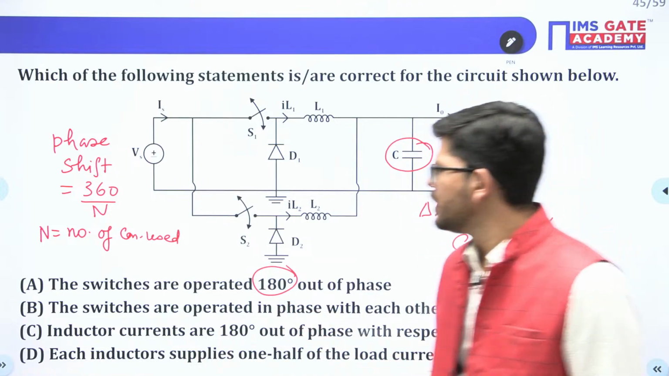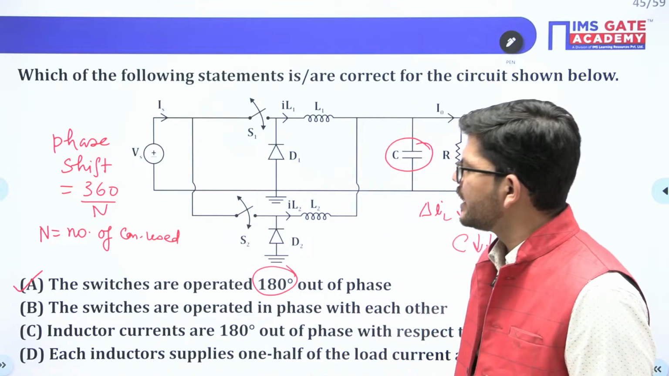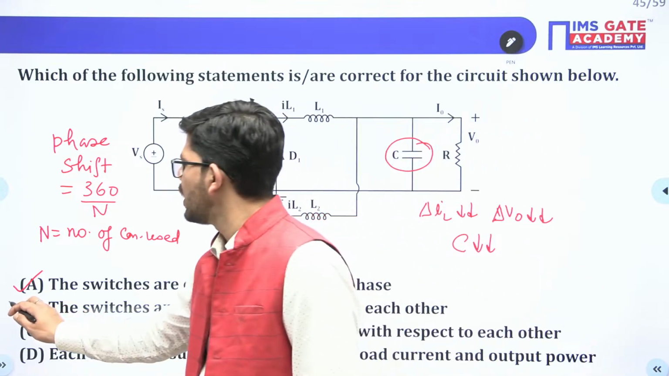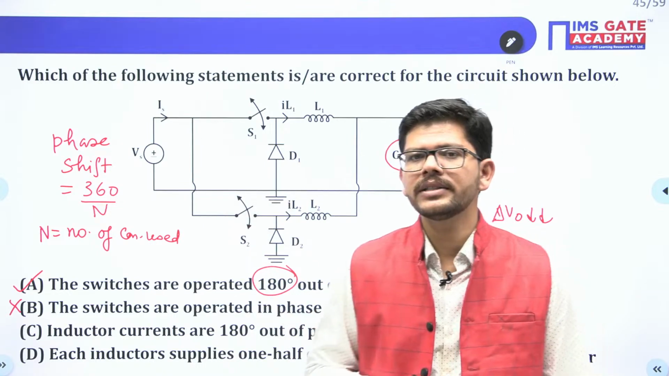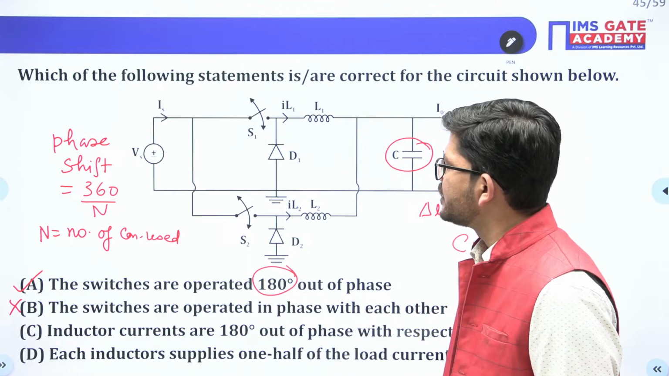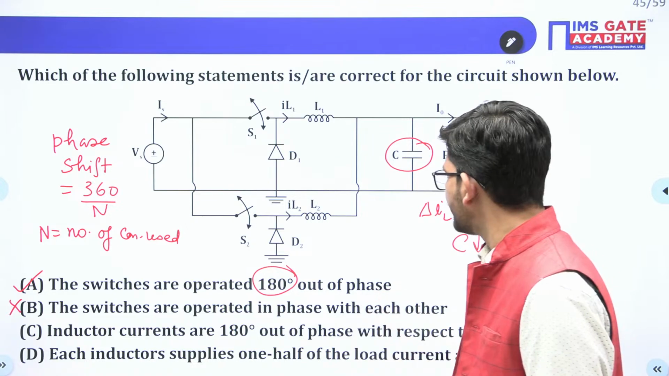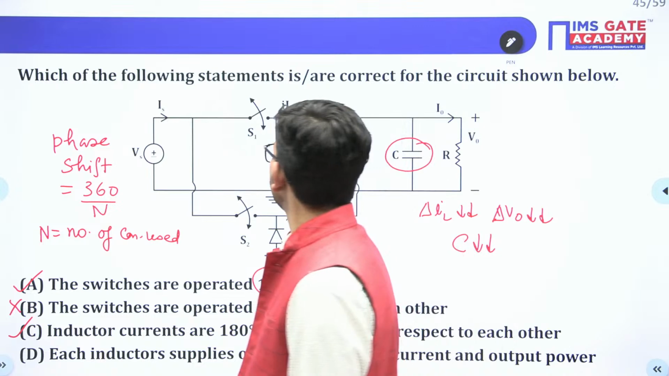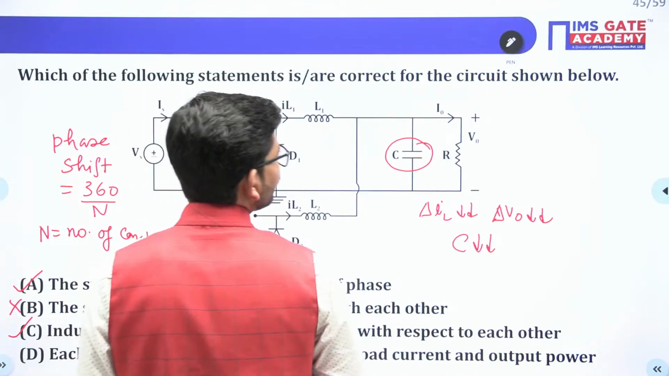So can we have the second option correct? Because A is the correct answer here. The second option says the switches are operated in phase with each other. That cannot be a correct answer, isn't it? We never operate these converters in phase. They are always operated out of phase with each other. Third option is inductor currents are 180 degree out of phase with respect to each other. Exactly correct. Inductor currents IL1 and IL2 are exactly 180 degree out of phase with each other.